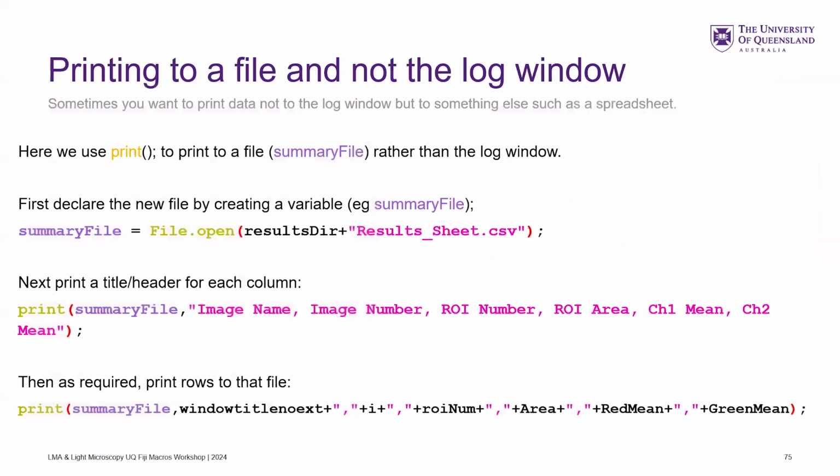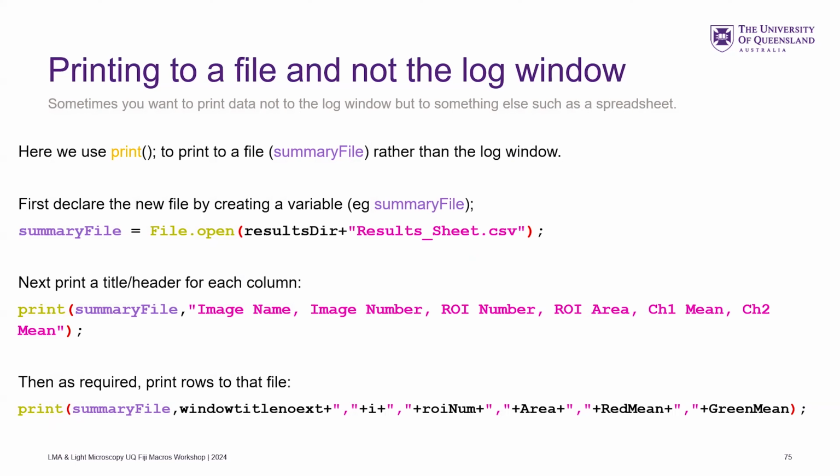But sometimes you may want to save to a spreadsheet, right? Because often we're opening images in ImageJ, we're going to measure something and get a number. So how do you print to a file and not just a log window? So we all know how to print to the log window. You just go print brackets, whatever. But what you can do is you can print something else. So we can call it summary file, call it a table, whatever you want. But I use summary file.